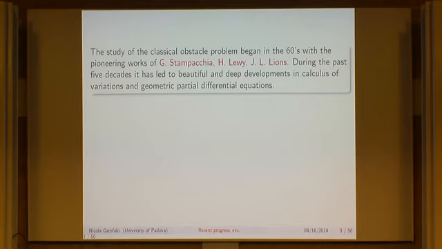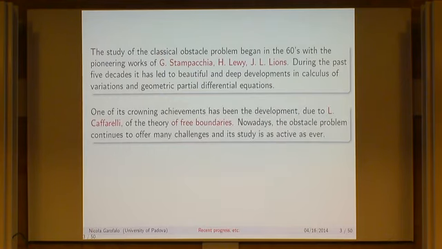So let me start with the classical obstacle problem that goes back to the mid-60s and through the work of Guido Stampacchia, Hans Lewy, and Jacques-Louis Lions. After their first developments, there have been five decades of beautiful and deep developments. One of the most important achievements in this subject was the development, due to Luis Caffarelli, of the theory of free boundaries between the late 70s, 1977 being his fundamental Acta Mathematica paper, and the mid-80s.